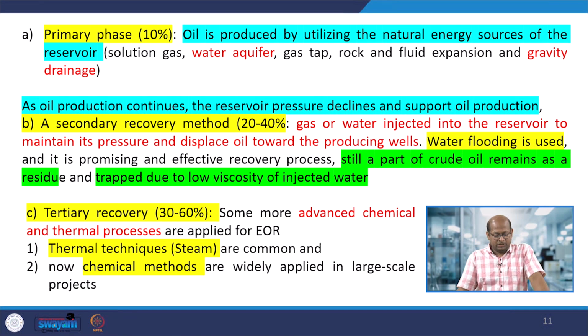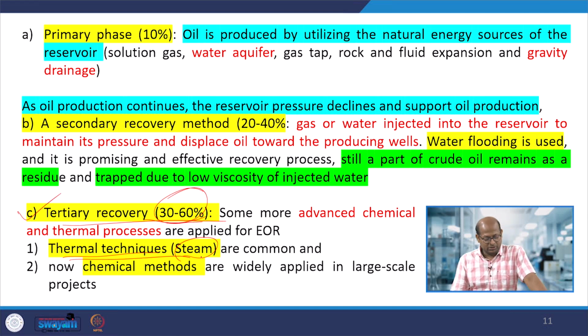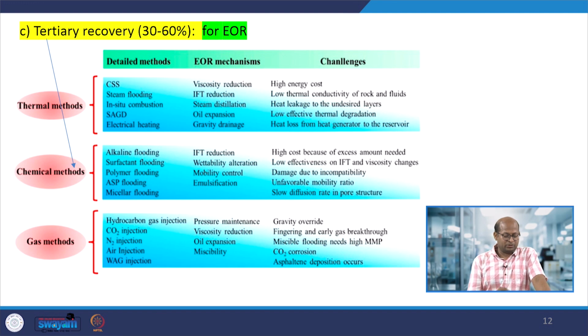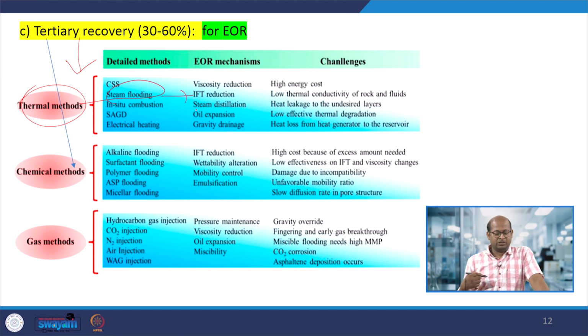Okay, so I have already discussed these things, so I am not going to go into more detail. In the tertiary recovery stage, where we can get the rest of the oil, thermal techniques can be used, commonly steam, and chemical methods are used for large scale production. So here you can see that in tertiary recovery this is the way we recover the trapped oil. In thermal methods we can use different types of steam, and interfacial tension is reduced, but at the same time there is a high energy cost in these thermal methods.